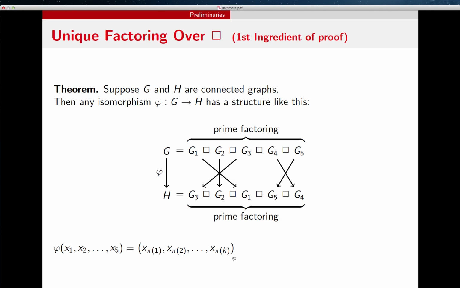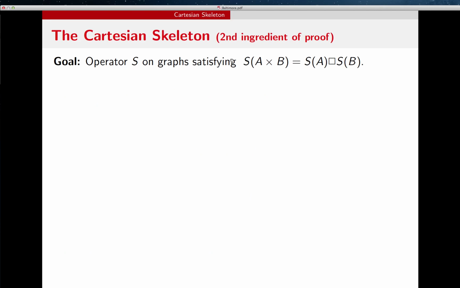Now, prime factoring over the Cartesian product is relatively simple. It's been known for a long time that the prime factoring is unique. It's not too hard to prove. Prime factoring over the direct product is much more complicated. So the second ingredient of our proof is going to be a way to link factorization over the Cartesian product, box, and the direct product. And I call this the Cartesian skeleton of a graph. It's the second ingredient of our proof.